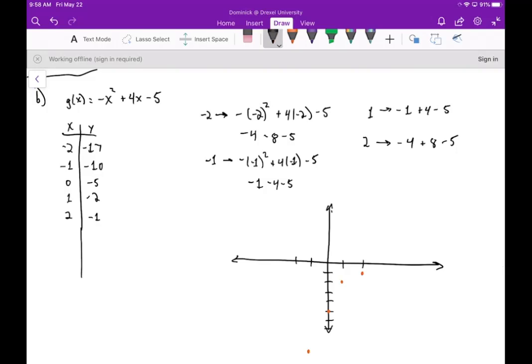So let's maybe just plot one more. So if we plot 3, we're going to get -9 plus 12 minus 5. So then that's going to give us a -2, and we do start to come back down. So if we plot one more point, we start to get the shape that we want. So we get something that looks like this. We'll pretend that I can draw. All right, so something like that.